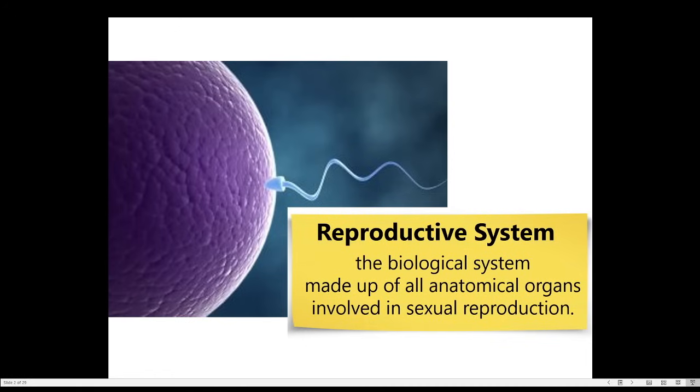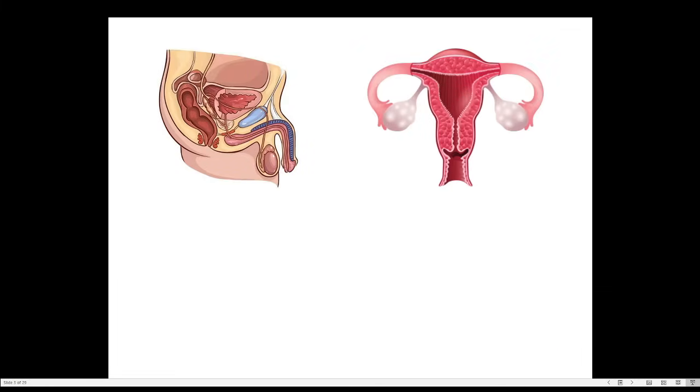Now, what is the reproductive system? The reproductive system is also called the genital system. It is the biological system made up of all anatomical organs involved in sexual reproduction. Of course, there are two types of reproductive system. For the humans, we have the male and the female reproductive system. On the left side of the screen, you can see the side view of the male reproductive system, and on the right side, you can see the front view of the female reproductive system.